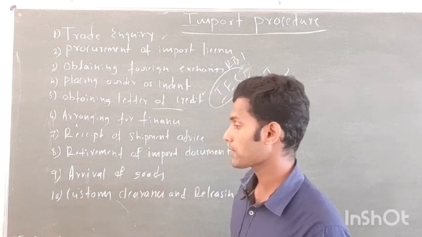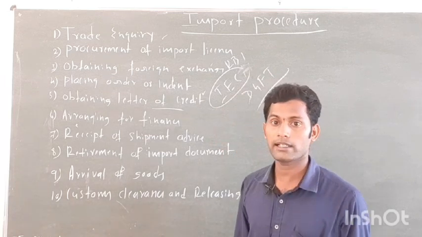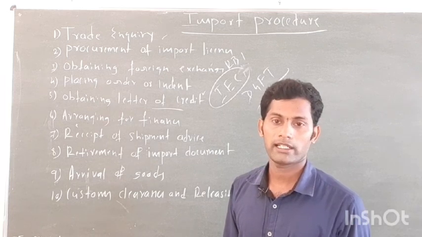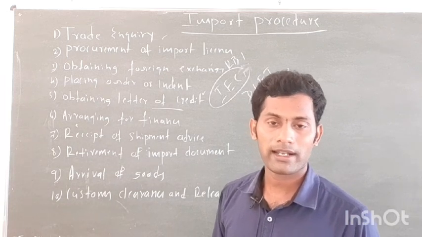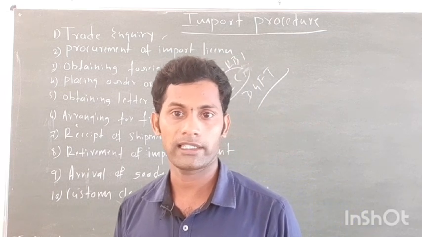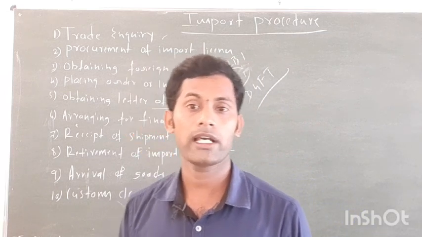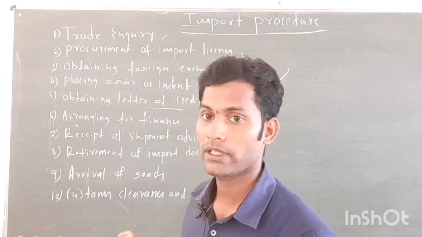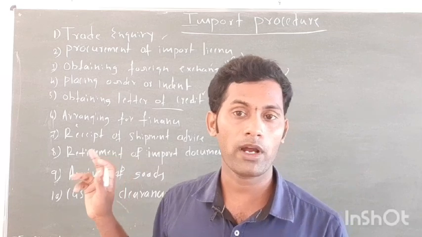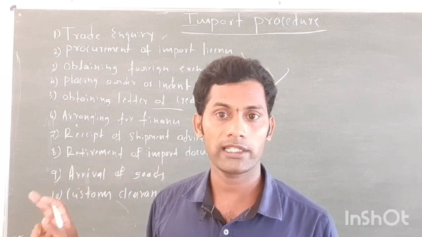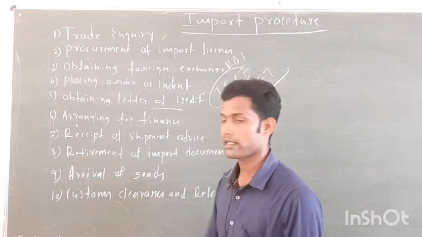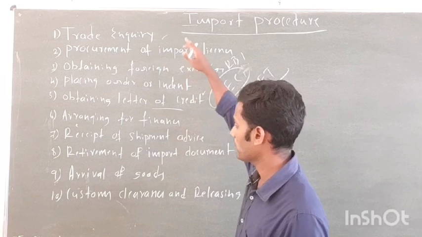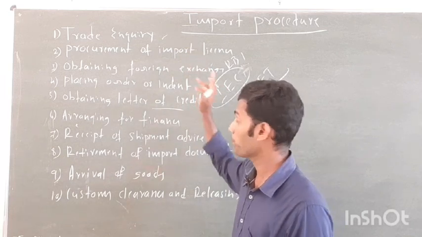Tenth one, customs clearance and releasing of goods. As I said, the clearing of customs is very tedious work. Now we have to appoint a clearing and forwarding agent. They are experts, well versed in clearing the customs duty or in releasing the product. So the importer appoints a clearing and forwarding agent for clearing the customs duty or customs formalities and releasing the goods. These are all the 10 steps of import procedure.